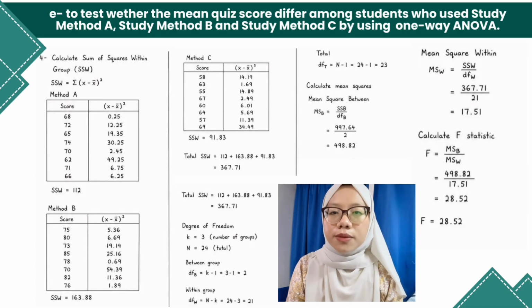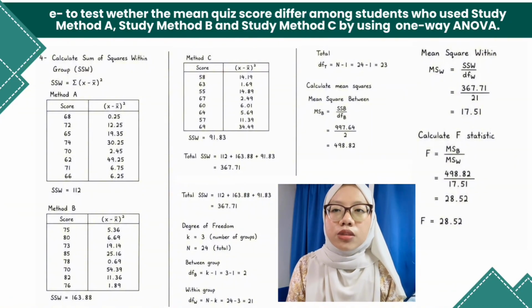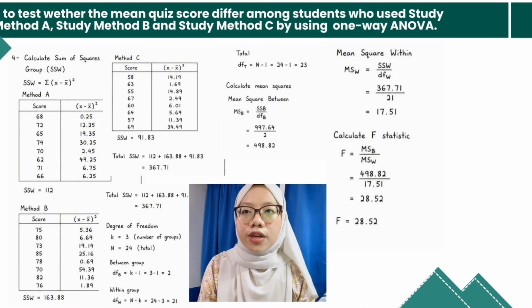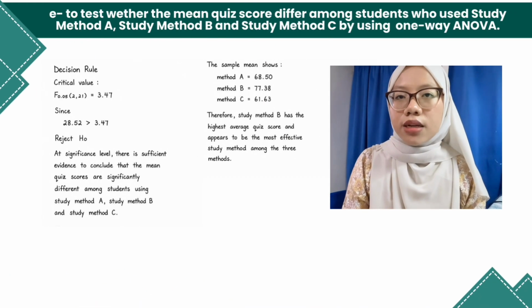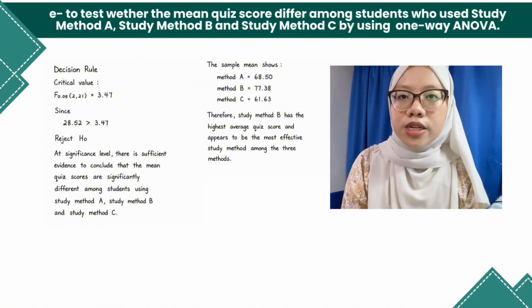Then we calculate the mean square between, which gives 498.82. The mean square within, MSW, is SSW divided by its degrees of freedom, 21, and that gives us 70.51. Finally, we calculate the F statistic, which is equal to 28.52. Next, the critical value of F at alpha 0.05 with degrees of freedom 2 and 21 is 3.47.